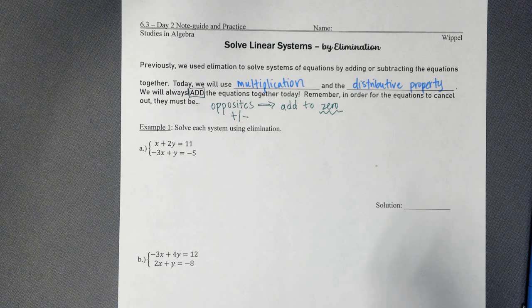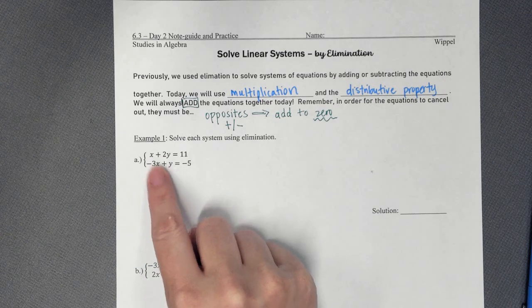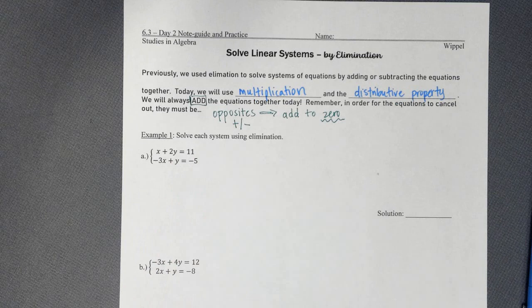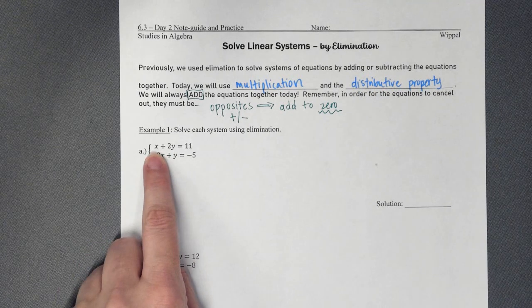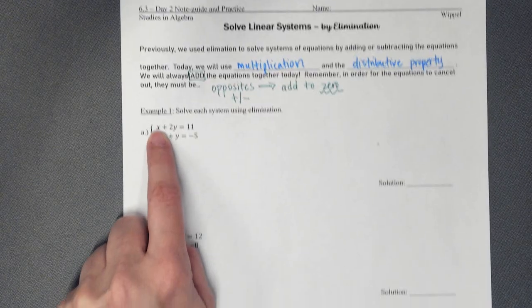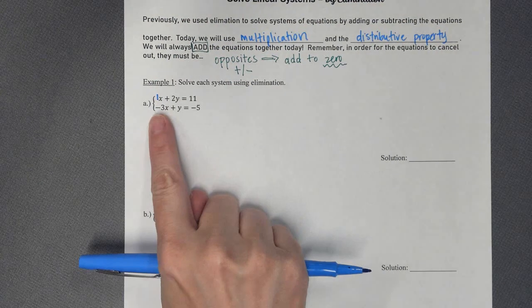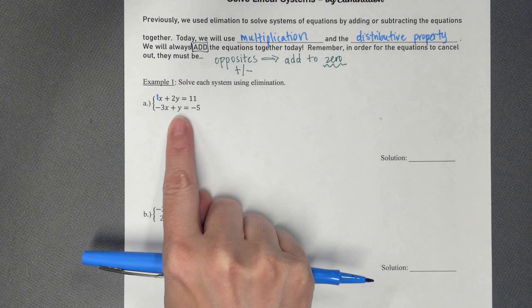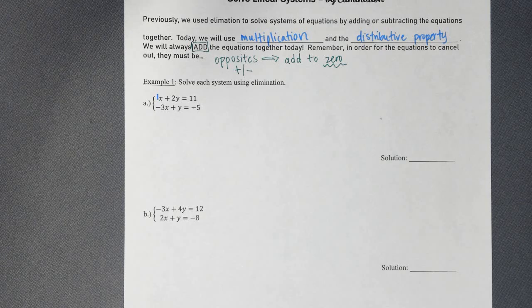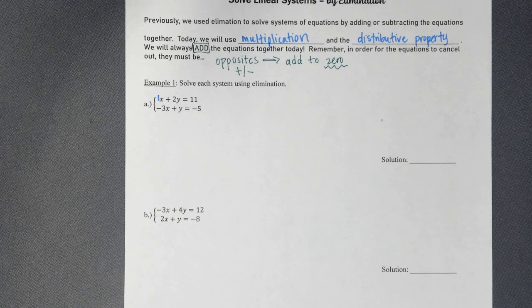So here's the thing. You can choose whether you want to eliminate the x's or the y's. That part is up to you. You just have to decide, do you want the x's to be opposites or the y's? Okay, so here I have what's in front of the x. What number? A 1, great. And then in front of the y I have a 2. And then here I have a -3. Here I have a 1. I just need one of these to be opposites, okay?